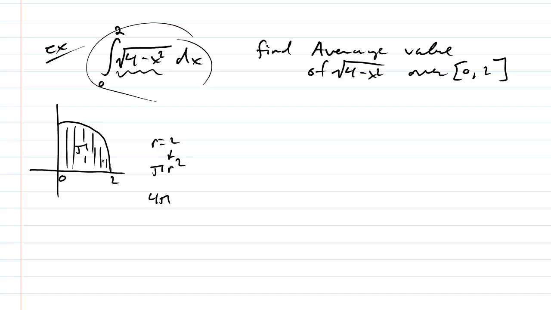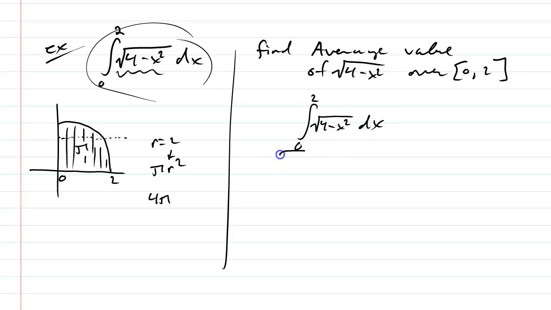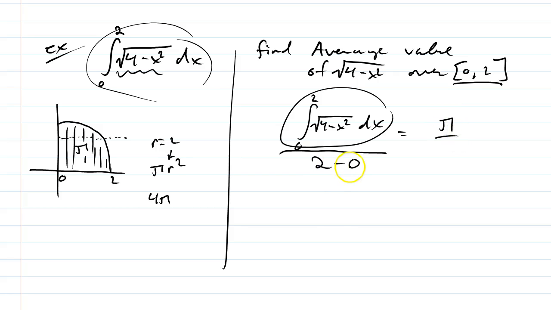Alright, now to find the average value, or the average height, visually it'd be right about here maybe. What we would do then is take the integral that we just found, of the square root of 4 minus x squared dx, and divide by 2 minus 0, which is the width of our interval. So really, this integral we found out to be pi, and this width is 2. So the average height of this function is going to be pi over 2 on 0, 2.